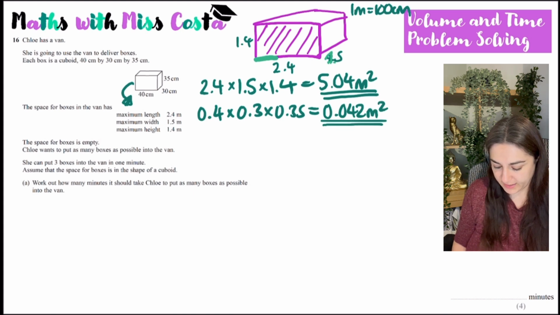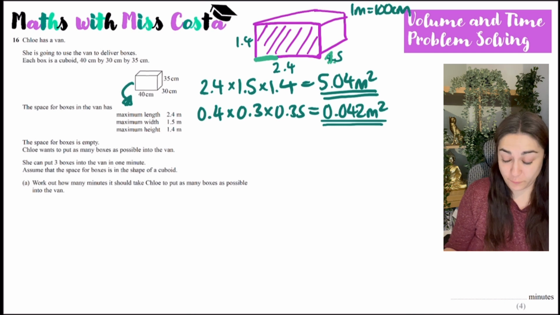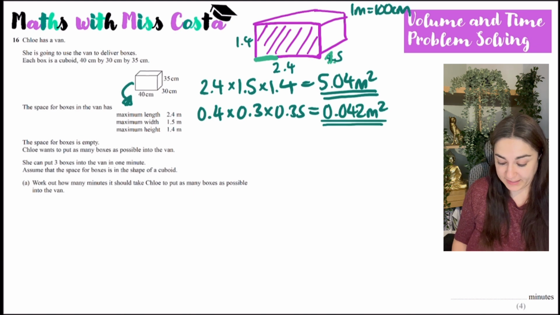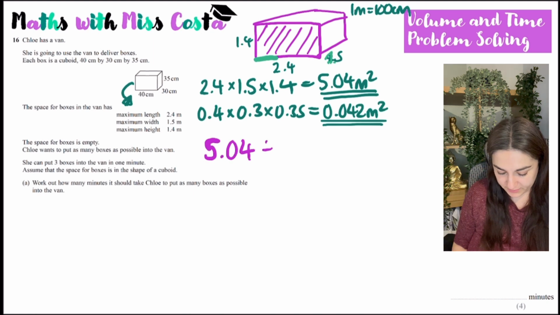0.042 meters squared. So each little cuboid is going to take up a space of 0.042 meters squared. I have a space of 5.04 meters squared. So to see how many little boxes can fit into my big van, I would do 5.04 divided by 0.042.